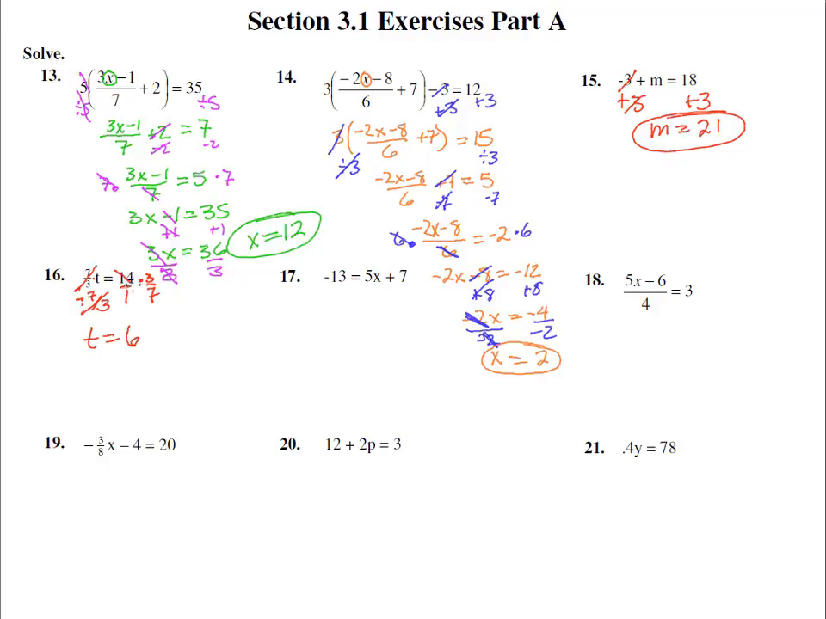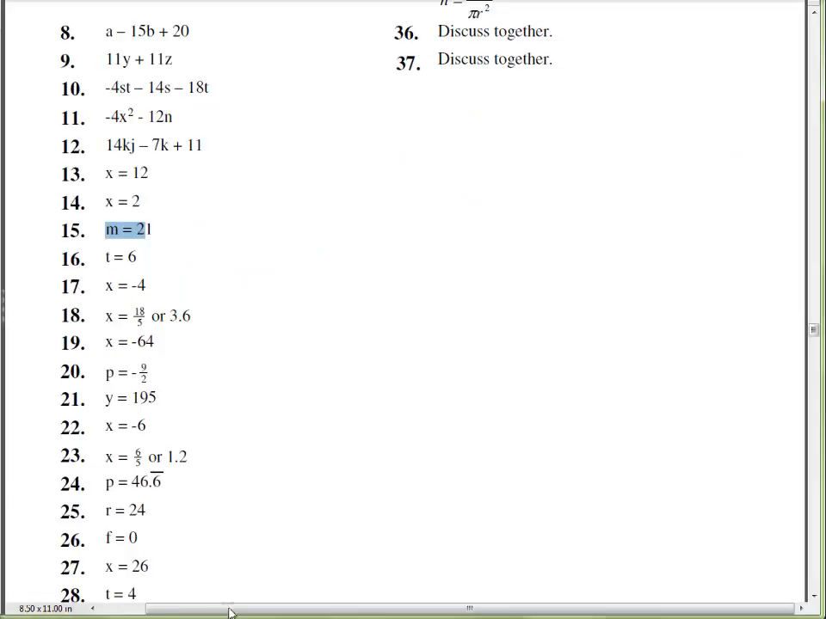The other way we could do it is to cancel those. Well, 14 divided by 7 is 2 over 1. 2 times 3 is 6. Or you could punch that in your calculator. Let's check that answer. t equals 6.